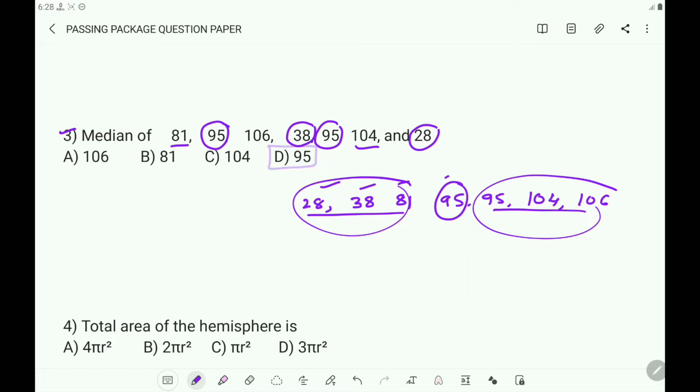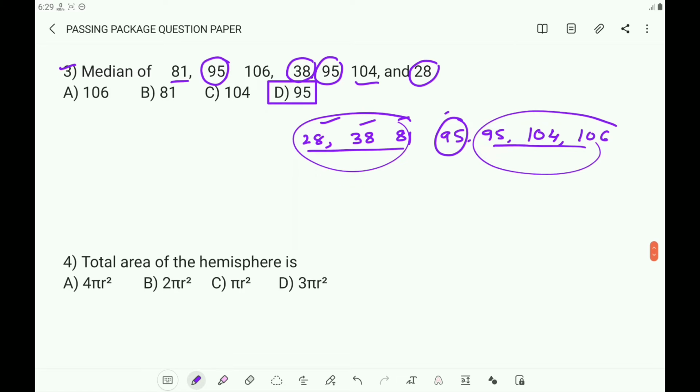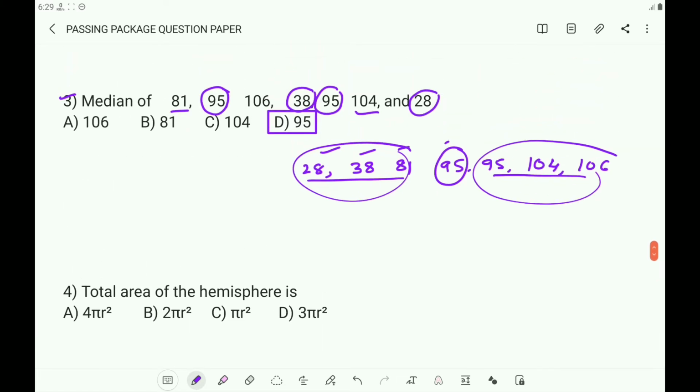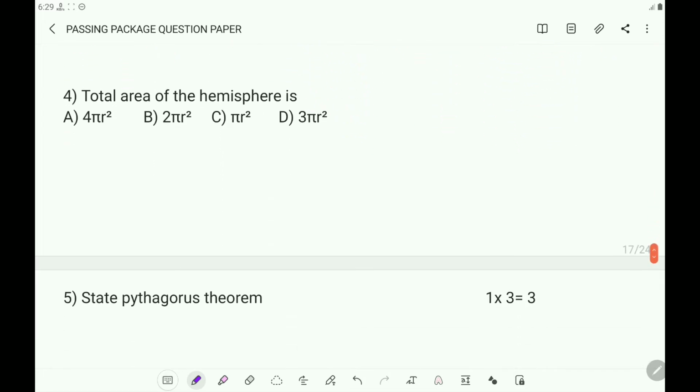That is median. To find the median, scores must be arranged in the ascending or descending order. Normally we are arranging in the ascending order, and the score which comes in the middle becomes the median. If there are even number of scores, you will get 2 middle scores. There are 2 scores in the middle, then you have to take the average of the 2 scores. That is the (n by 2)th score plus the (n by 2 plus 1)th score whole divided by 2. That becomes the median. Then you write the answer. Answer option D, 95.